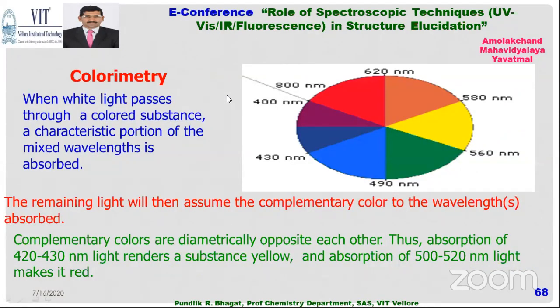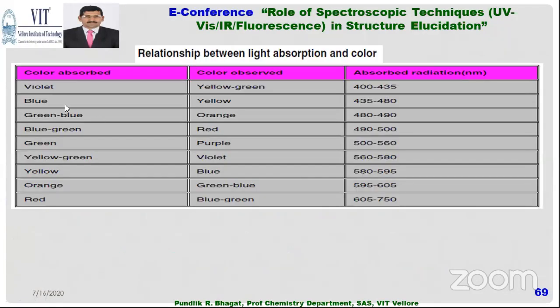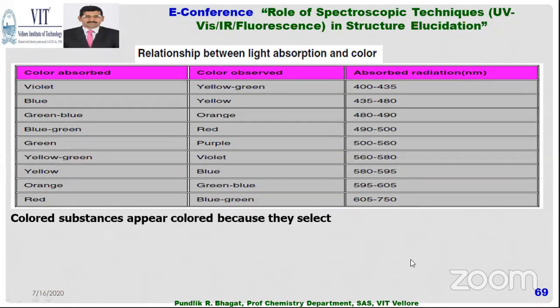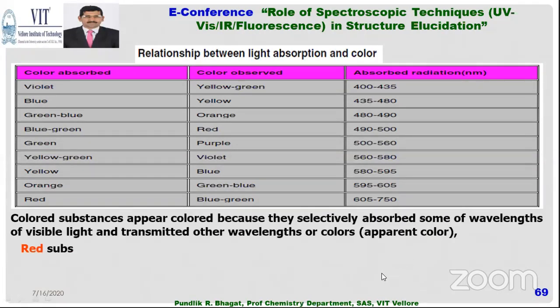Similarly, colorimetry follows the same principle as UV-visible spectroscopy. The color which is absorbed, you will find the complementary color will be observed. So this is the principle of the chromophore which is present in the molecule. Whatever color is reflected, in other words, that color is visible to our retina.